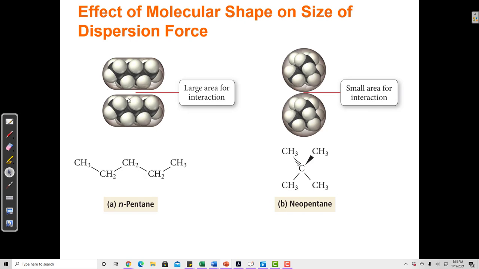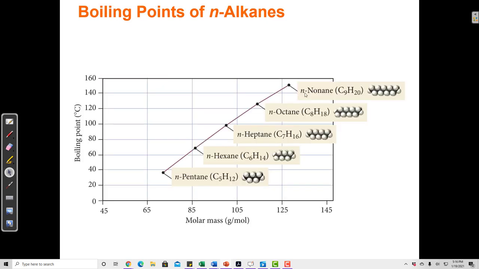So the larger the area for interaction, the more dispersion those particles feel. And if they feel more dispersion, they're stickier. And if they're stickier, then they're going to have a higher boiling point. And if they're not as sticky, they're going to have a lower boiling point. So we can see that here. Here's cigar-shaped pentane, C5. And as they get bigger and bigger, the boiling point goes up.